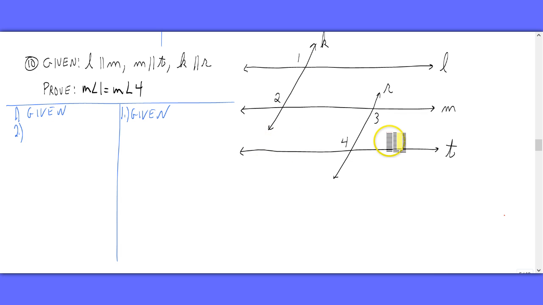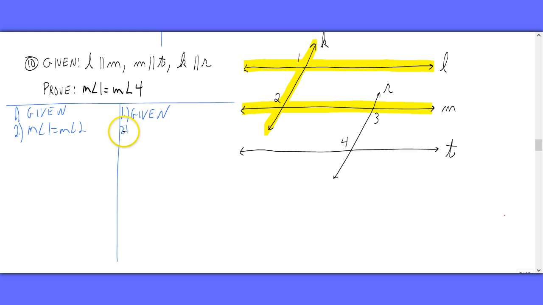Next proof, we have 3 sets of lines and a couple of transversals. Our first part of the given is that L is parallel to M. And then if we look at this transversal that connects them together, we can say that the measure of angle 1 equals measure of angle 2. That's because they are corresponding angles. So corresponding angles theorem.